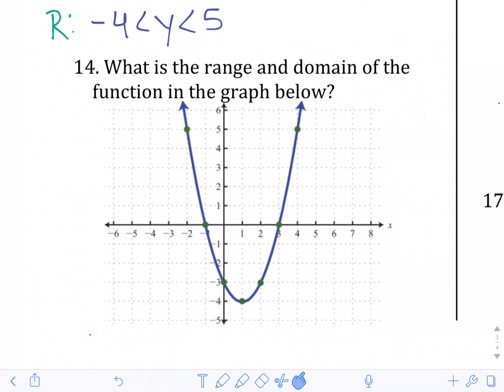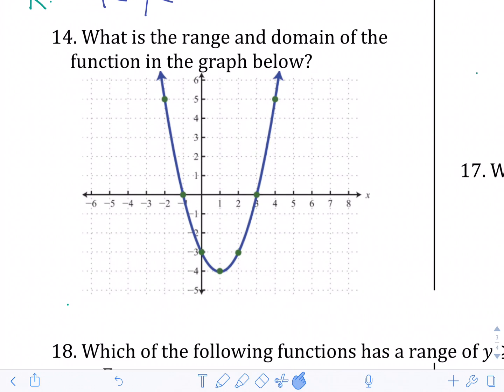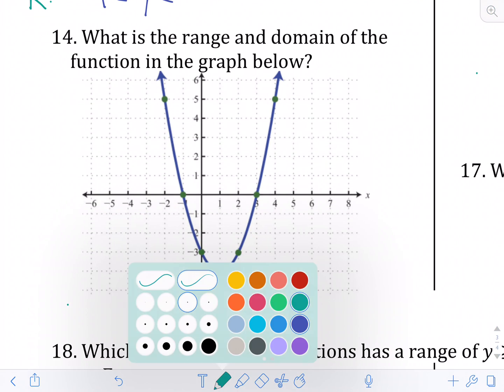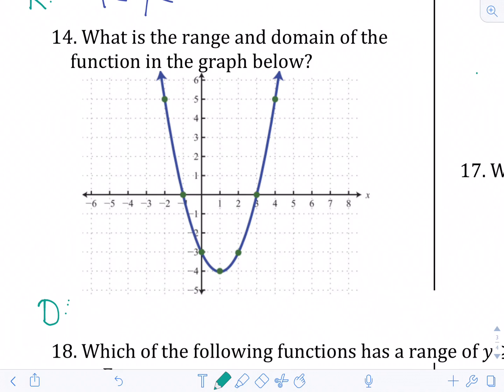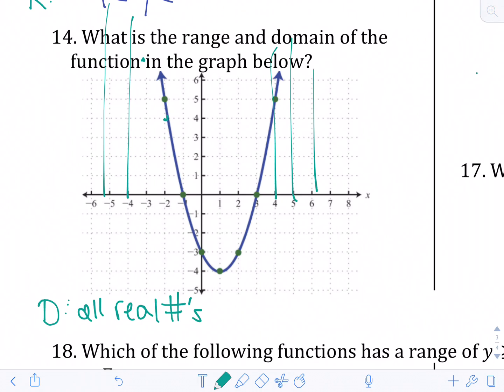14, what's the range and the domain of the function in the graph below? So again, domain here is going to be all real numbers, because any x value I think of I can find on the graph. So x equals negative 2, negative 3, negative 4, negative 5, and so on. 4 would be there, 5, 6, 7 would be off the graph, it keeps on going to infinity. My range, though, the lowest point that I have is here at negative 4. There's no points below that, so y is going to be greater than or equal to negative 4.